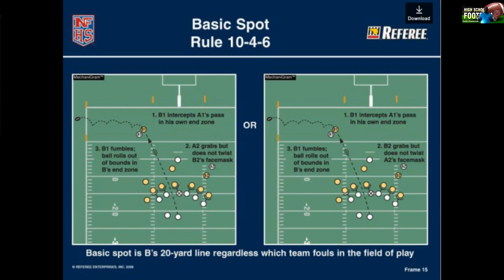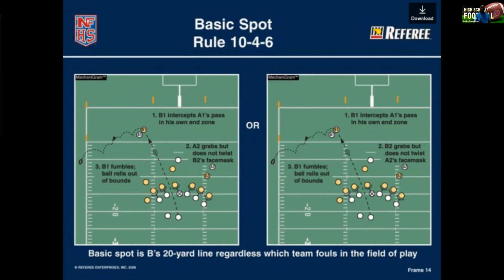It doesn't matter if either team fouled. If it's followed by a loose ball, the basic spot is the 20-yard line. So basically what they're saying is they're going to credit B as though it was a touchback. Although he fumbled the ball, it's a touchback. And the basic spot for a touchback is the 20-yard line. This is the spot, basically. Okay. Here's another slide.